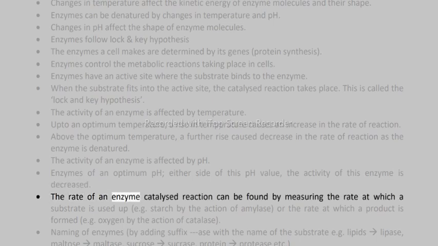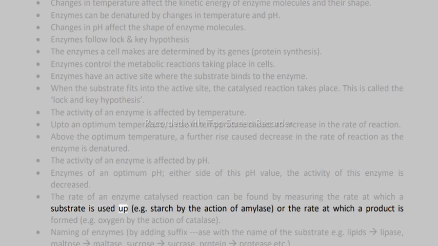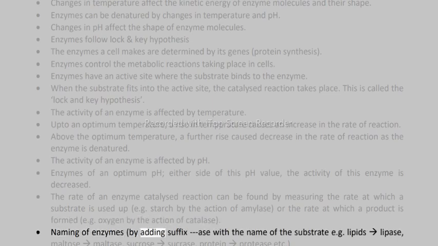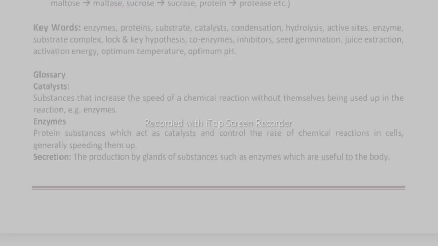The rate of an enzyme-catalyzed reaction can be found by measuring the rate at which a substrate is used up, e.g. starch by the action of amylase, or the rate at which a product is formed, e.g. oxygen by the action of catalase. Naming of enzymes: add the suffix -ase to the name of the substrate, e.g. lipids lipase, maltose maltase, sucrose sucrase, protein protease, etc.